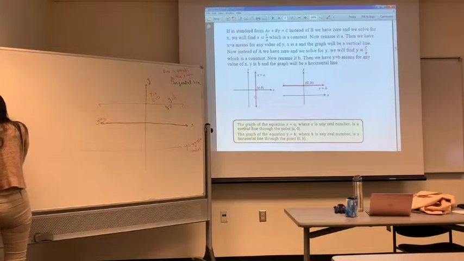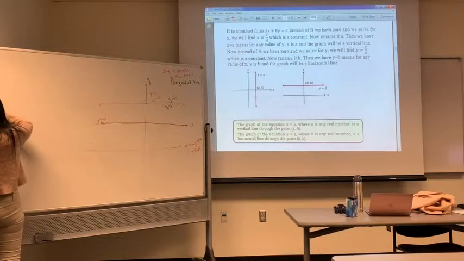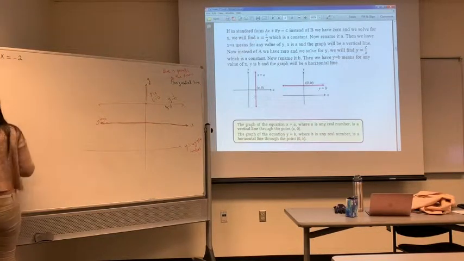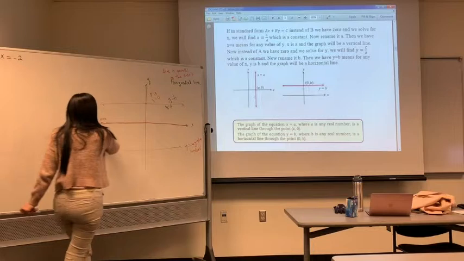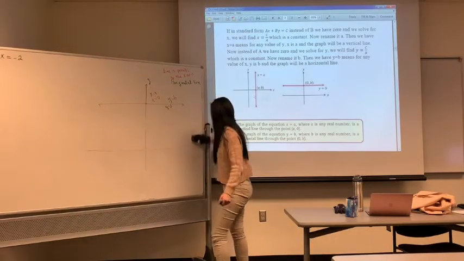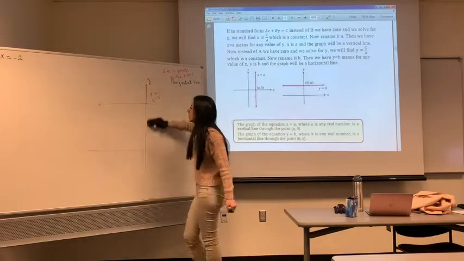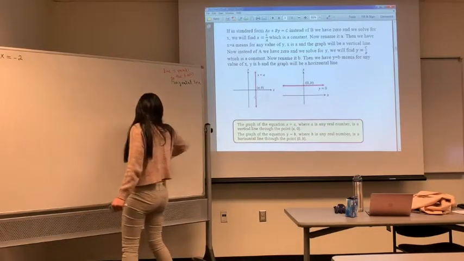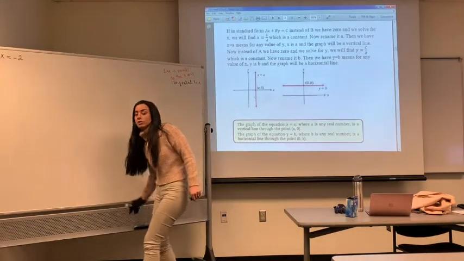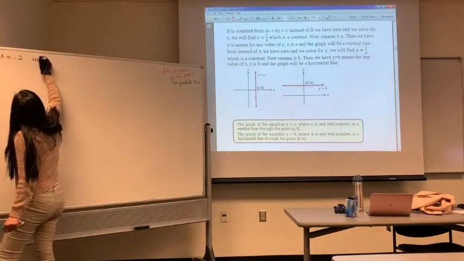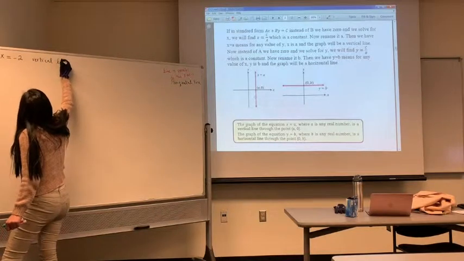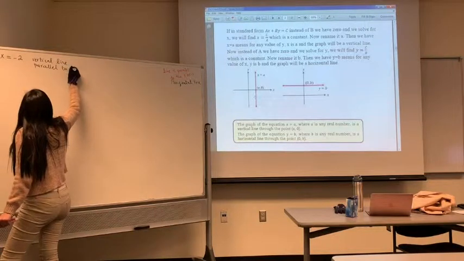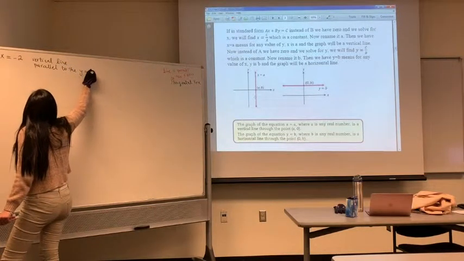I want to draw x equals -2. As soon as you see x equal a number, what kind of line is that? It's going to be vertical. Okay, so you will write down, this is a vertical line, parallel to what? The y-axis. Y-axis, okay.